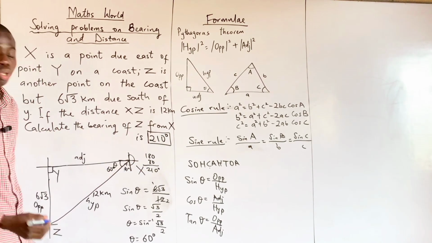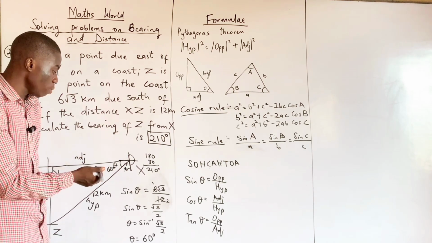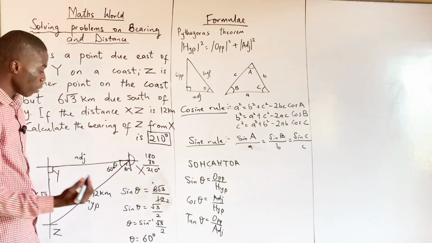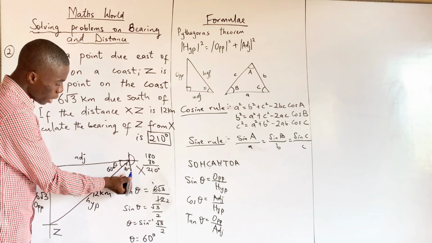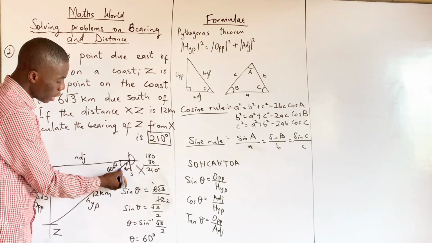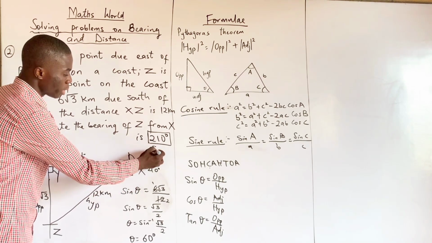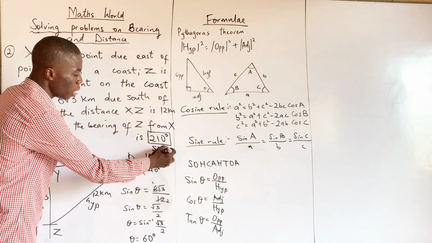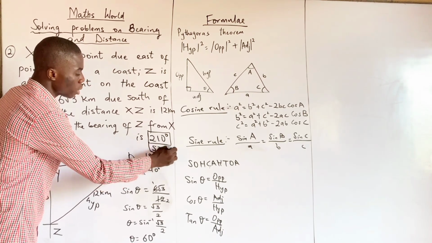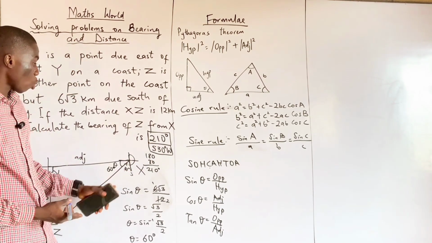That's how you check that. And if you want to use compass bearing, which I have explained before in my previous video, I can say that it is South 30 degrees West. So you can say it's South 30 degrees West. These are the two answers for this question.